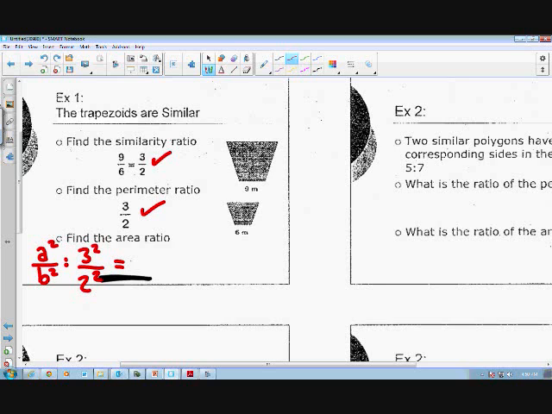Okay, 3 squared becomes 9. 2 squared becomes 4. Now, do these two simplify? Do they have a common factor other than 1 that can divide into both? The answer is no. So 9/4, there is our answer for the area ratio. Notice it is different than the perimeter ratio because area is two-dimensional, so we square everything.